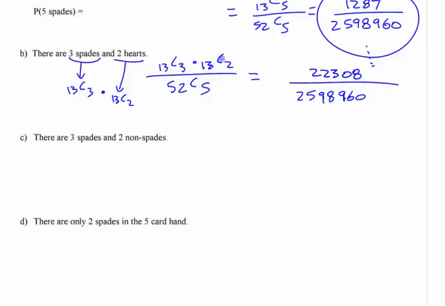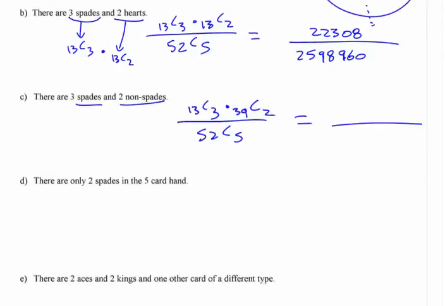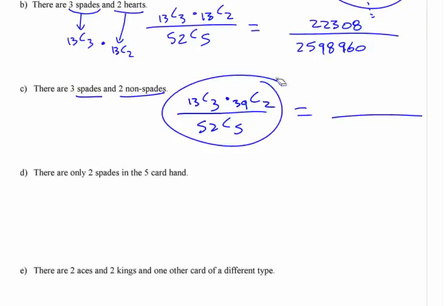Whatever those 2 are individually, you can work that out. We're slowly working our way up here. 3 spades and 2 non-spades. 52C5 on the bottom, 13C3 for the 3 spades. What about the 2 non-spades here? Everything else, right? What is everything else? 39C2. I'll let you work out that number after, because this is the important part that we need to see.